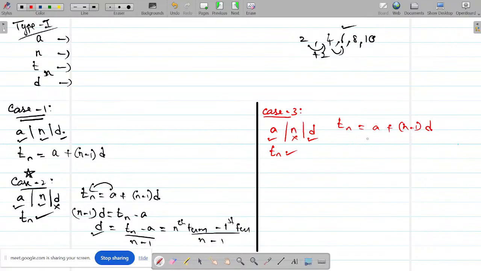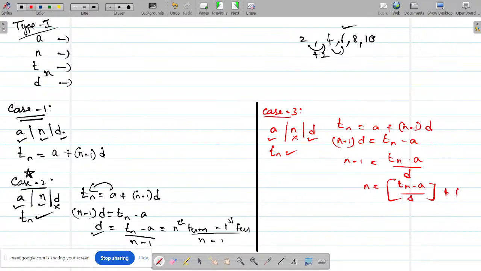Bring all others to the right hand side. So this will be N minus 1 into D is equal to Tn minus A. N minus 1 is equal to Tn minus A divided by D. So far it is okay. Now, you want to find the N value. So N is equal to Tn minus A divided by D plus 1.